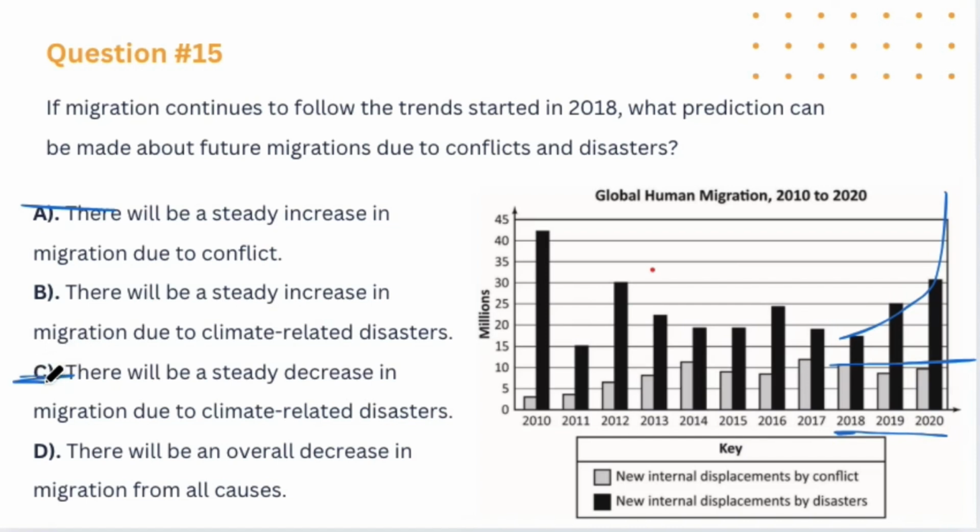And D, there will be an overall decrease in migration from all causes. Is it decreasing? No, it's not, right? So the answer is B. There will be a steady increase in migration due to climate-related disasters.